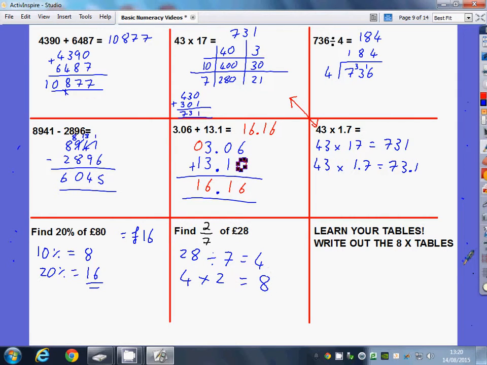Finally, it says learn your tables, write out the 8 times table. We go 8, 16, 24, 32, 40, 48, 56, 64, 72, and finally 80. Obviously, if you've gone beyond that, 88, 96, and so on.